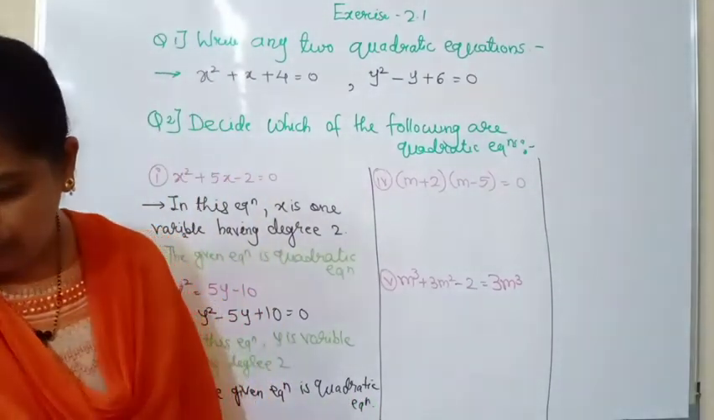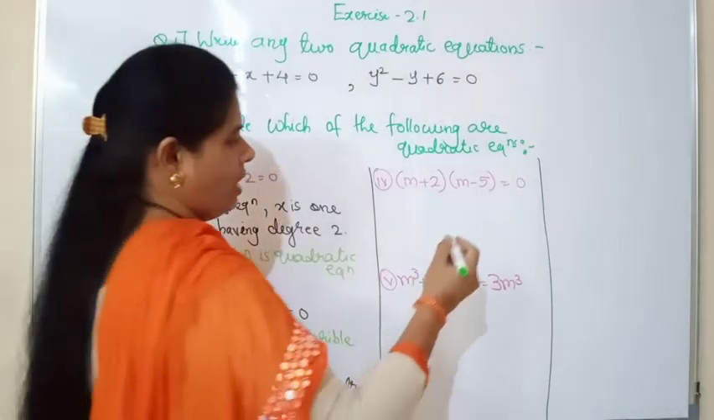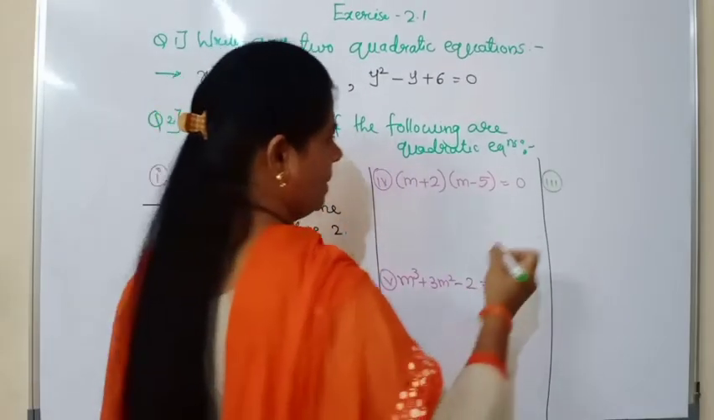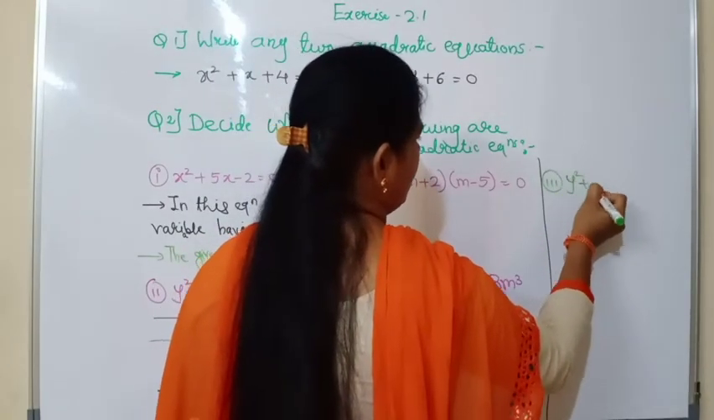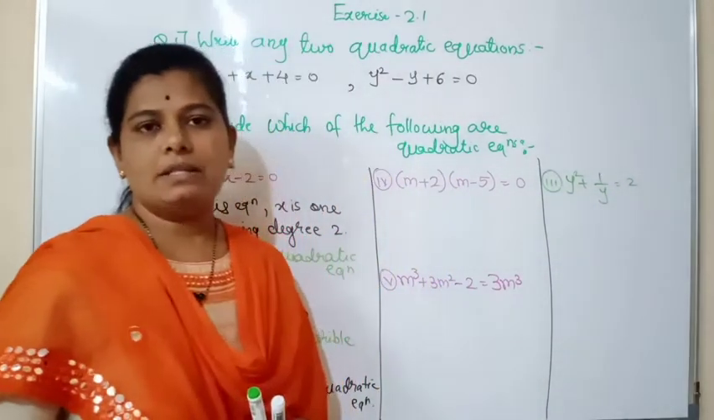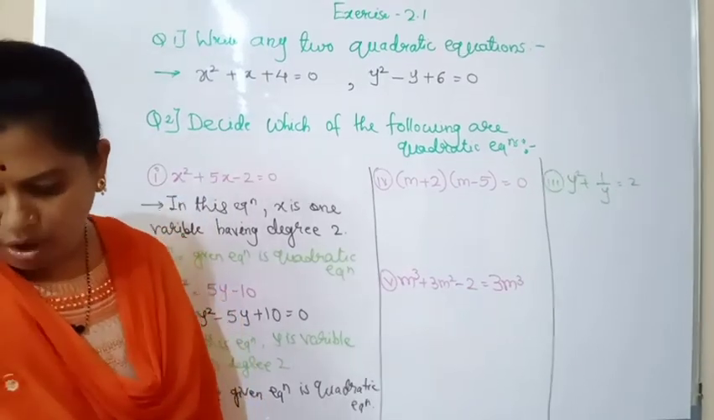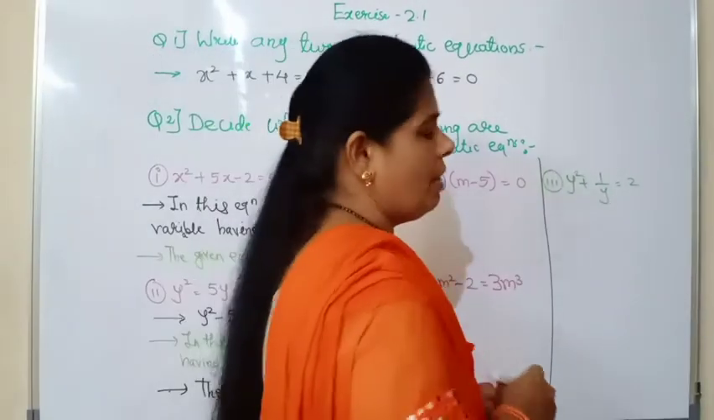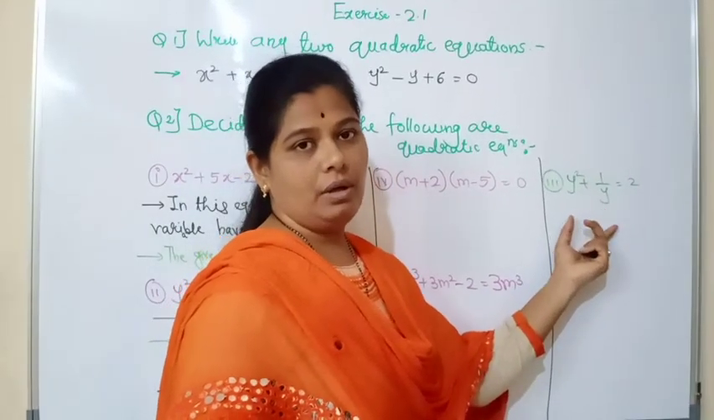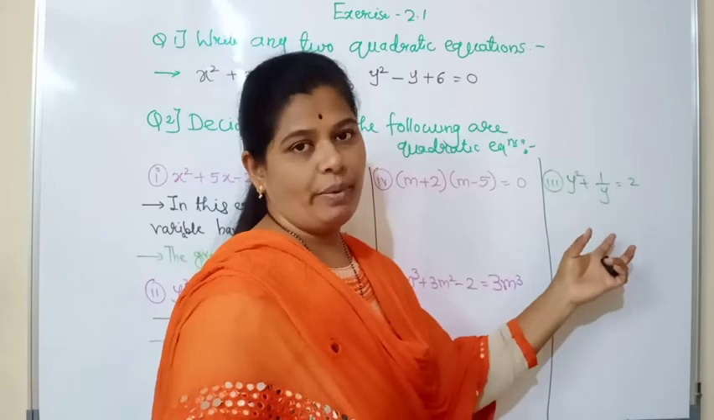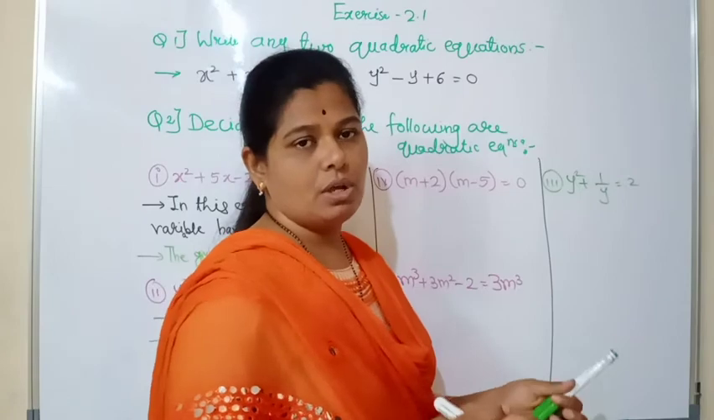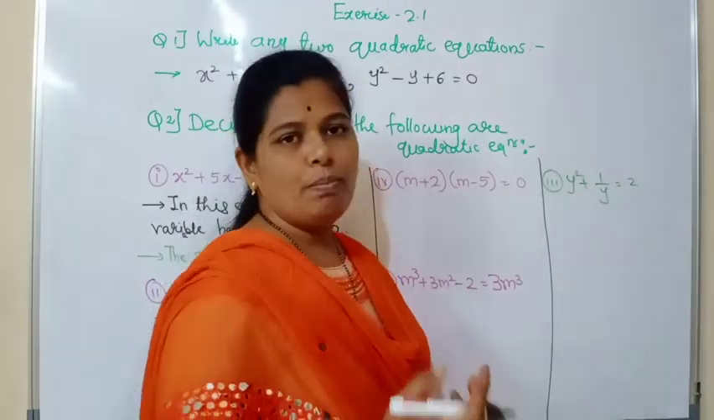See the third example. I just solved the third one here. So what is the third example? That is y square plus 1 upon y equal to 2. This is example number 3. So we will solve this example now. First of all, what we have to do? We have to remove the denominator, remove the y which is in the denominator. So we have to multiply the other terms, so multiply this y to both the sides.